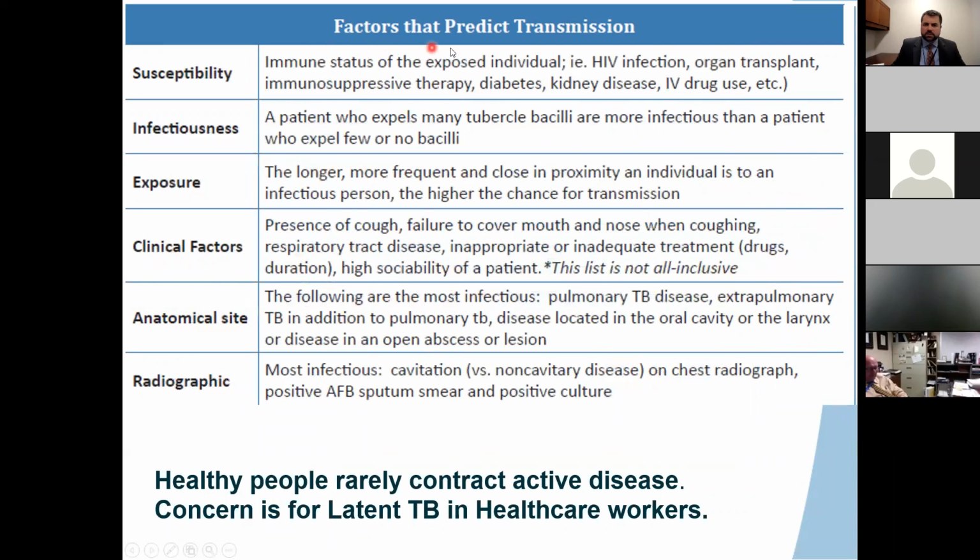So we included some factors that predict transmission. This is the susceptibility of the patient, whether they are immunosuppressed or not. The infectiousness of the patient. So is the patient coughing up TB? Exposure. How long were they exposed to the patient that's infected? And clinical factors. Are they coughing? Are they covering their mouth when they cough? Are they wearing a mask? And the anatomical site. So pulmonary TB is very infectious. The most infectious is larynx, laryngeal TB. And radiographic evidence, so cavitary versus non-cavitary.